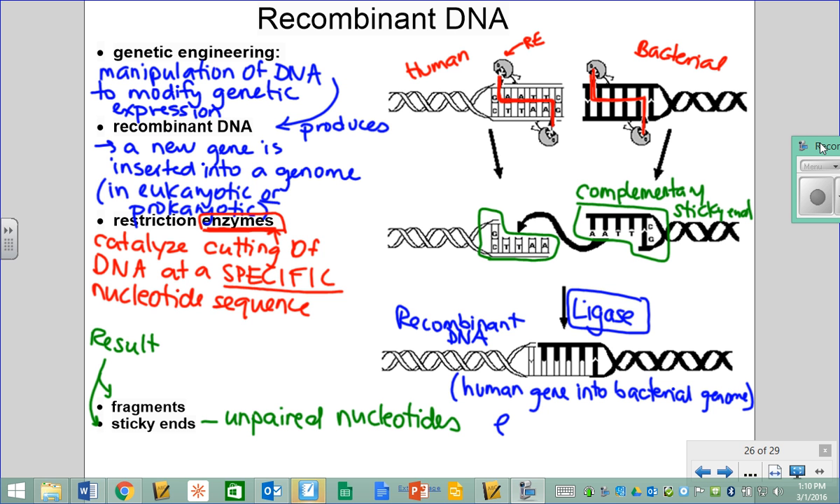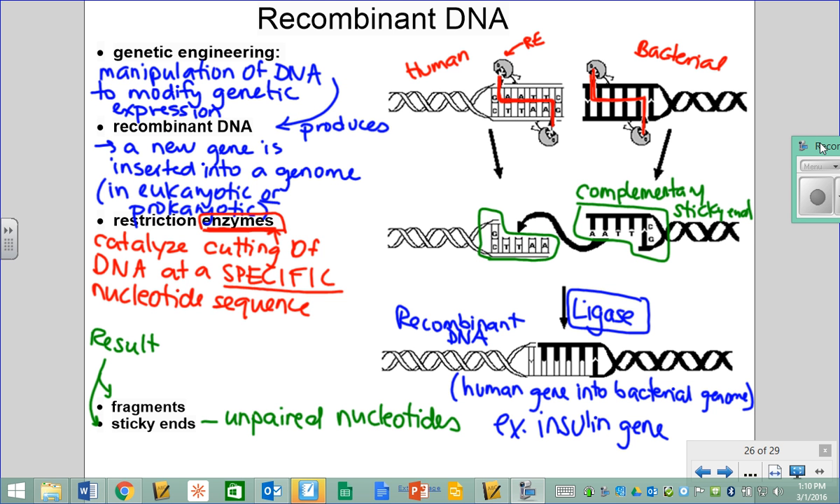A really good example of this is the insulin gene. We can take a sample of human DNA, add restriction enzymes to cut out the insulin gene, and then put that into the bacterial DNA. The result is that now the bacteria will produce insulin, which is great because we need insulin for all of those people who require it because they are diabetic, and this helps maintain their blood sugar.